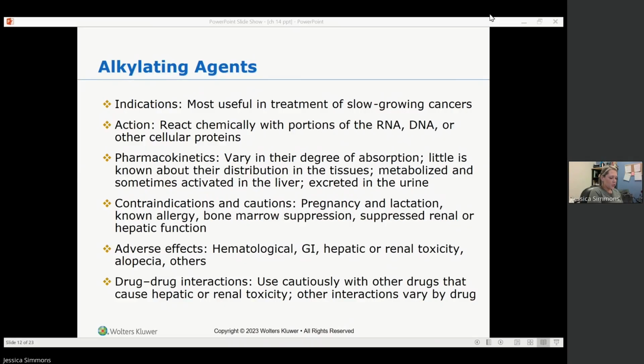Nursing administration considerations, you want to encourage adequate fluid intake of 2 to 3 liters a day. Monitor for blood in the urine. Reduce the dose for clients who have liver disease, monitor for bleeding, bruising, or infection, which could include fever, sore throat, other signs of infection. Monitor CBC, uric acid level, liver enzymes, give antiemetics for nausea and vomiting, stop chemotherapeutic medications if extravasation occurs.